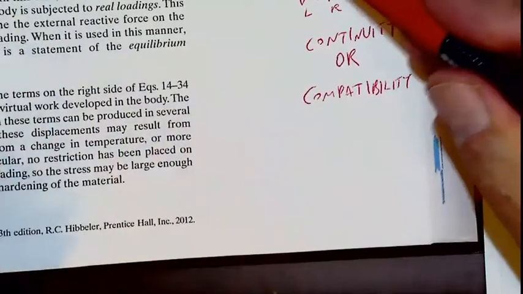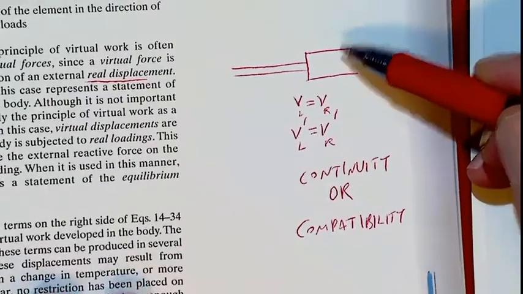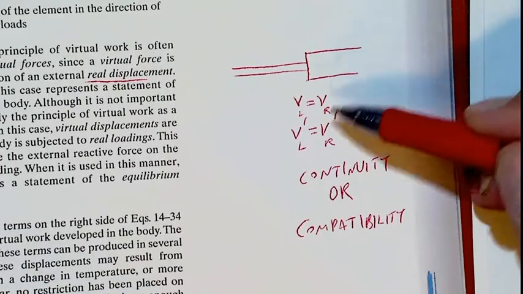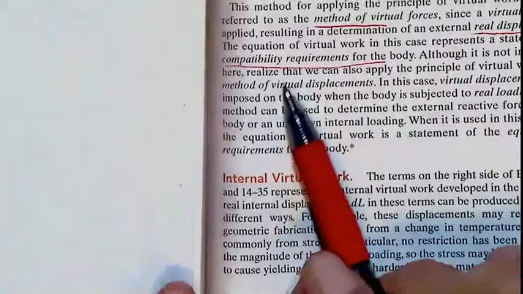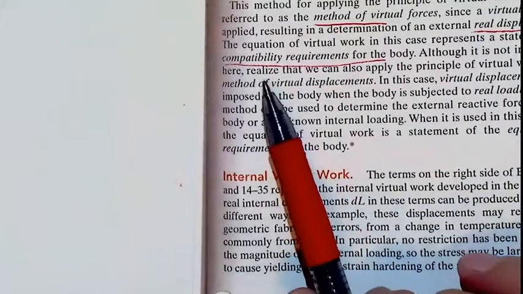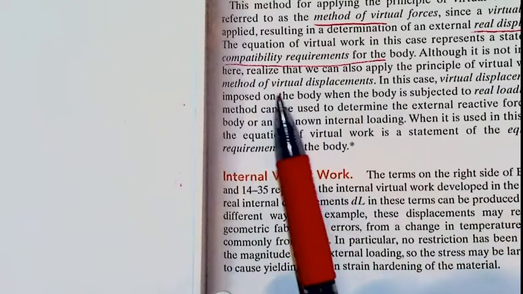These two beams should be compatible with each other. That is what it should be. So these were continuity conditions or compatibility conditions. Here the author, Mr. Hibbeler, uses the words compatibility requirements for the body. Also, it is not important here.